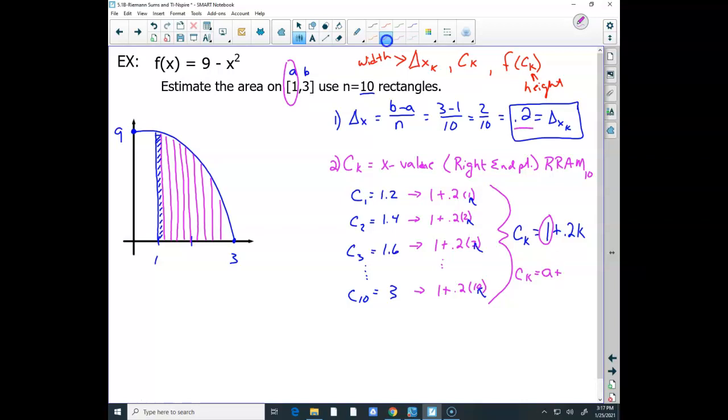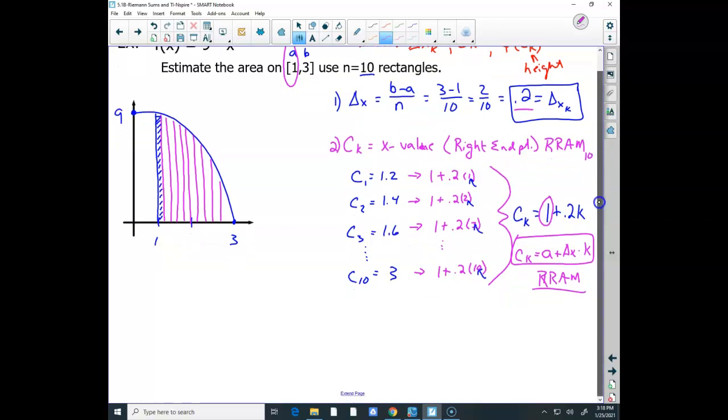Well, 0.2 was my delta x value, and then I took that delta x value times the k I'm on there, and it gives me a little formula that always gives me the C sub k, or the height, with a right ram. Okay, it's important to know this is always going to be a right ram for us here. So as we continue on, now we have our C sub k values.